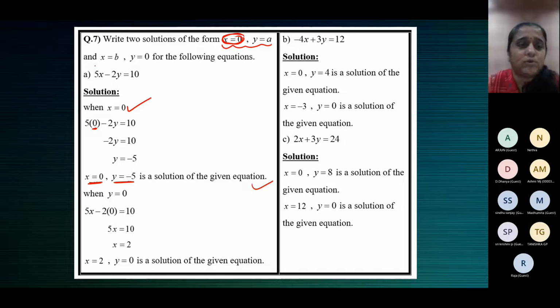Then in the next form, you can see that y is 0. So now when y is 0, find the value of x.